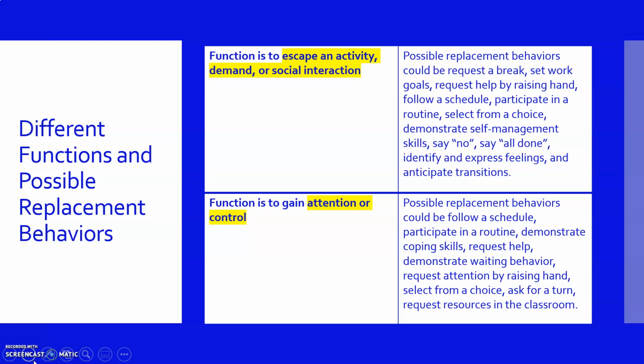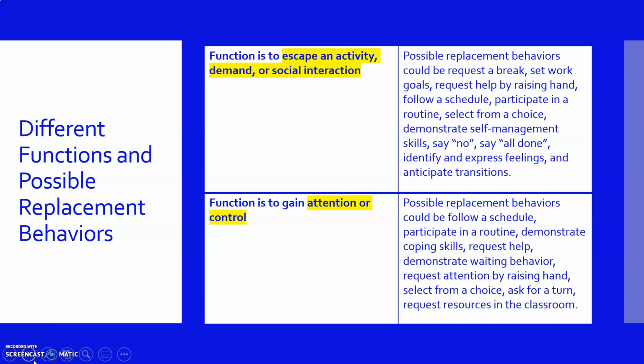So possible replacement behaviors, you can request a break. You can set work goals, raise your hand or request help by raising a hand, follow a schedule, participate in routines, select from a choice, demonstrate self-management skills, say no, say all done. Those are for more your lower levels, and identify and express feelings and anticipate transitions.